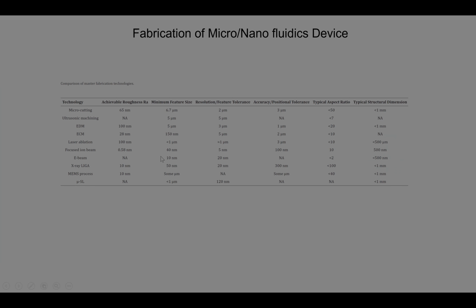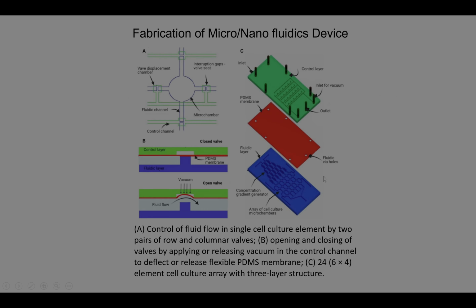Then there are different types of fabrication technologies possible: micro cutting, ultrasonic machining, then EDM, ECM, laser ablation, focused ion beam, E-beam, X-ray, LIGA technique, MEMS process, and micro SM. They have different achievable roughness, minimum features that can be achieved, how much tolerance is possible, and aspect ratio has also been mentioned here.